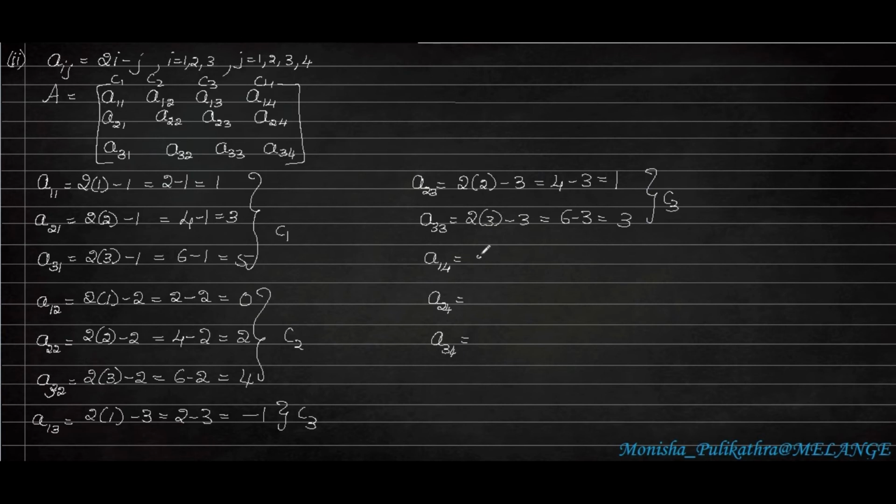And next, A14, 2 into 1 minus 4, that is 2 minus 4 is equal to minus 2. 2 into 2 minus 4 is equal to 2 2s are 4 minus 4 is equal to 0.